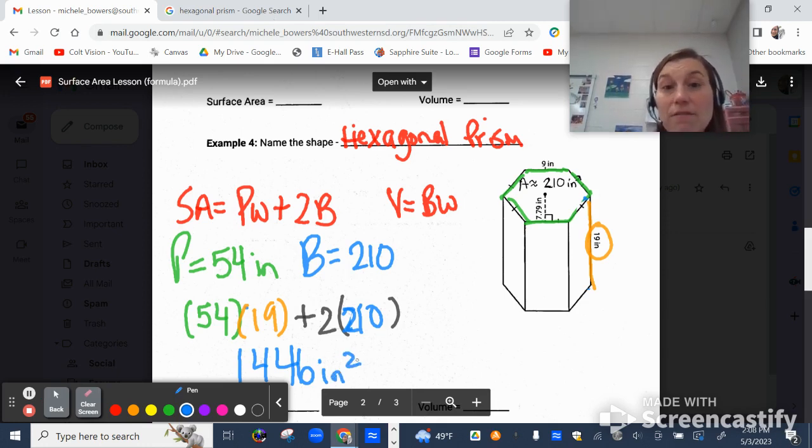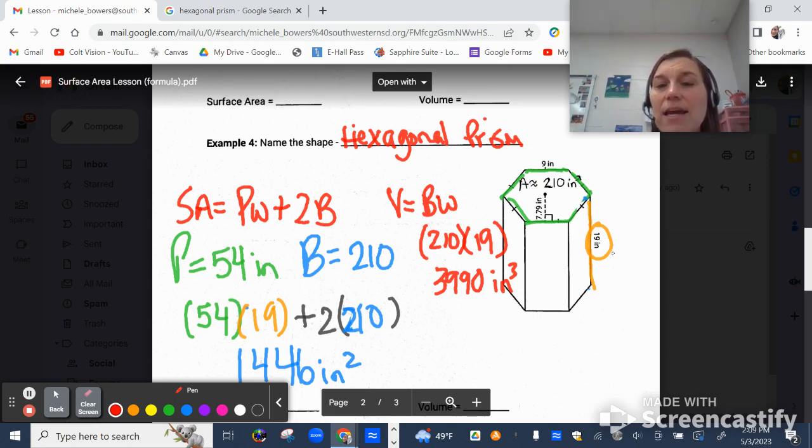And then the volume would be the area of the base times the distance the bases are apart, or the height, which is 19 inches, and that would give you 3,990 inches cubed. So volume is the number of cubes it takes to fill, whereas the surface area is the area that's wrapped around.